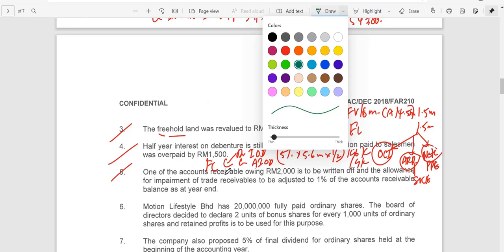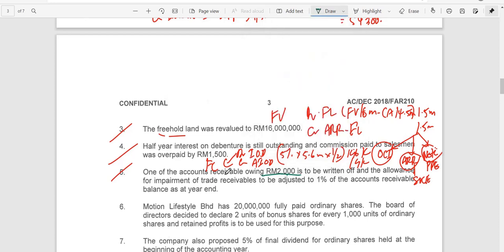the trade receivable of 2,000, was written off as bad, so to be written off. And therefore the allowance for impairment is to be adjusted to 1% of the account receivable. So meaning that the estimated credit loss is 1%, and that would be 1% from the account balances at the year end. So meaning that this has to be considered to get the ECL as well.